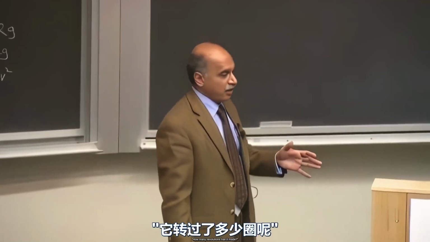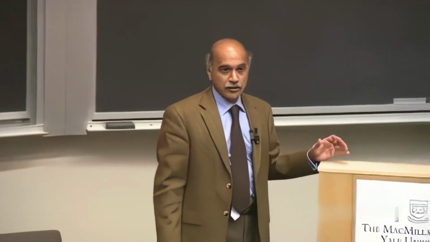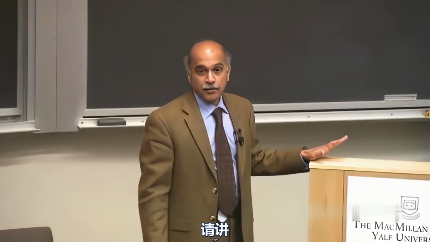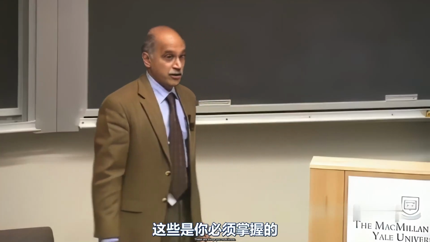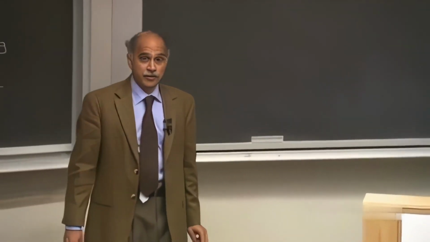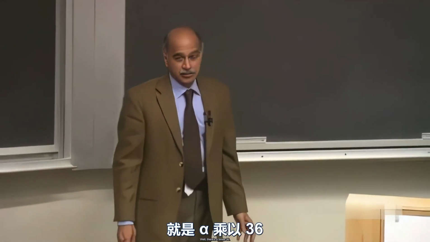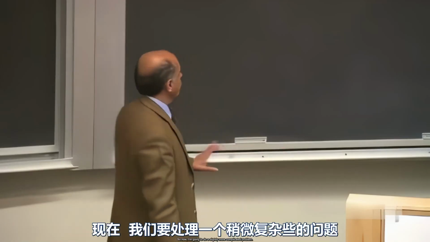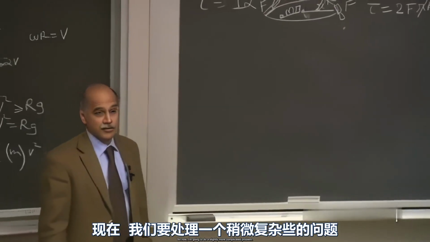By that time, if I say how many revolutions has it made, then what will you do? Yes, divide by 2 pi. Yes, 2 pi is 1 full revolution. These are things you must know. Okay, then if I say what's the angular velocity after 36 seconds? Well, it's alpha times 36. So these are simple problems. So now I'm going to do slightly more complicated problems.